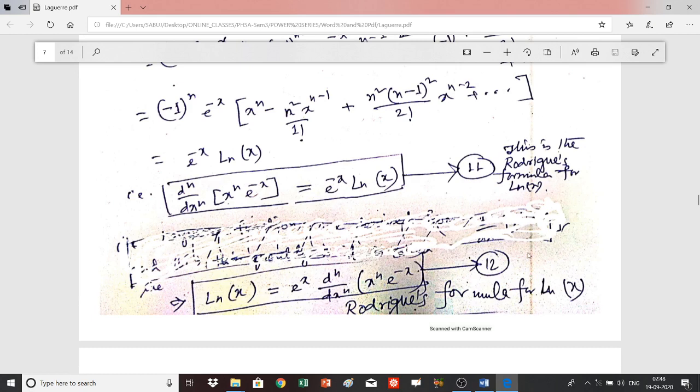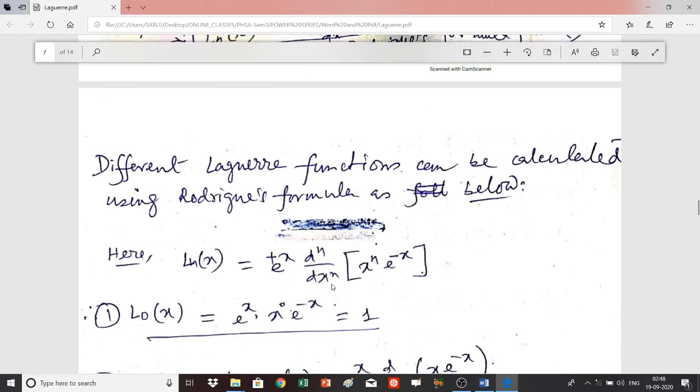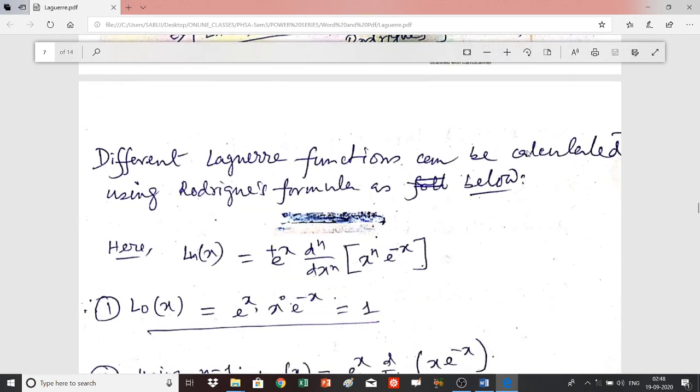And this is given as equation number 12, and this equation is the Rodrigues formula, because any kind of L_n(x) can be found out from this equation very easily. So let us do that. Different Laguerre functions can be calculated using the Rodrigues formula as below. Here L_n(x), we know that L_n(x) is given by e to the power x, d n by dx n of x to the n e to the power minus x.